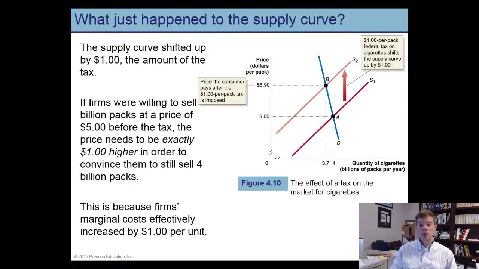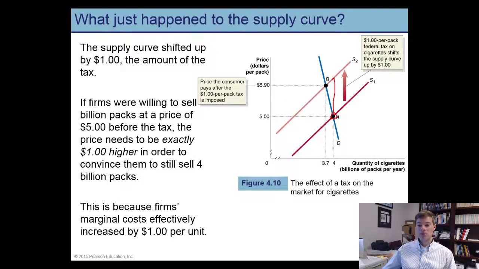Let's talk just a little bit more about why the supply curve shifts up by $1. If firms were willing to sell 4 billion packs of cigarettes at a price of $5 before the tax, as illustrated by point A, then with the $1 tax, these producers would need exactly $1 more in order to continue to be willing to supply 4 billion packs of cigarettes per year. That's because once the $1 tax is subtracted from the price, what producers are left with is $5. So the $1 tax shifts the supply curve up by $1.